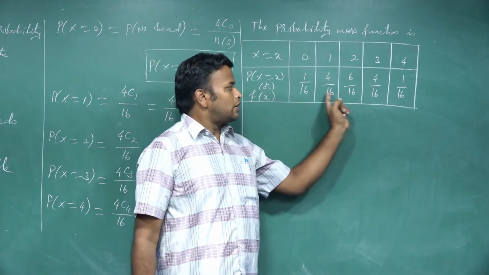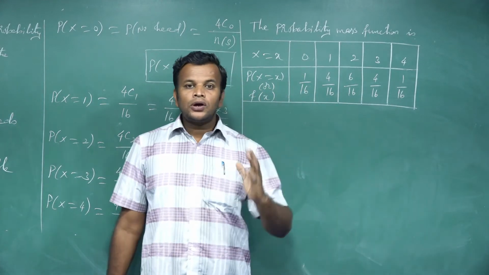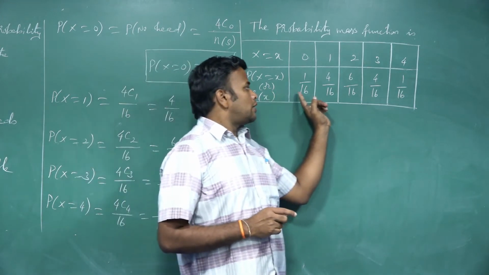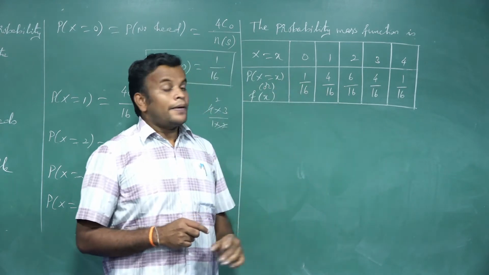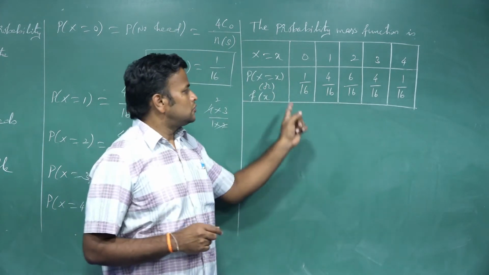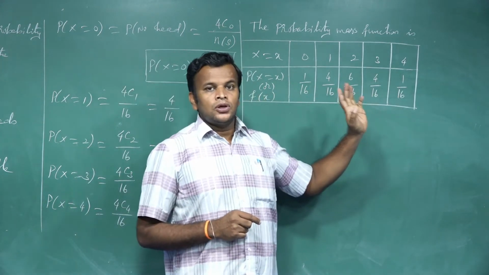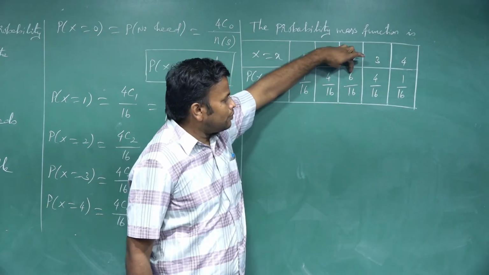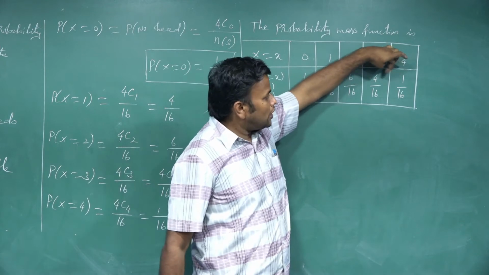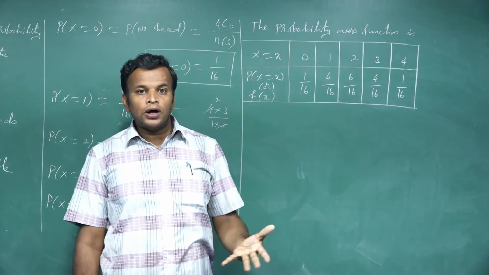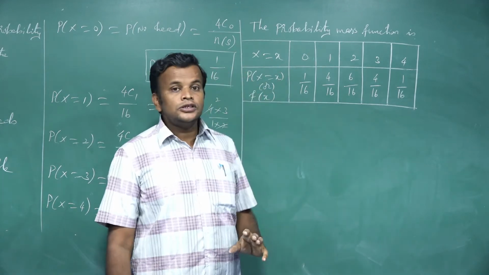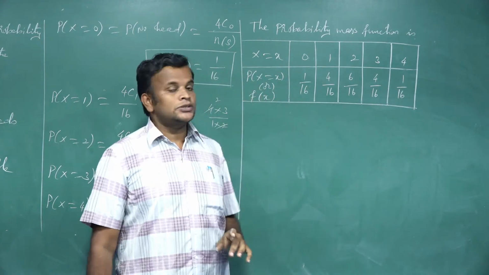Now we have found all the probability values. We know very well the total probability is always equal to 1. You check the addition of all; it should come to 1, then our answer is correct. You see all the denominators are 16. Here are the numerators: 1 plus 4 is 5, 5 plus 6 is 11, plus 1 is 12 and 16. So 16 by 16 is 1. So our answer is correct. So this is the first part, to find the probability mass function.